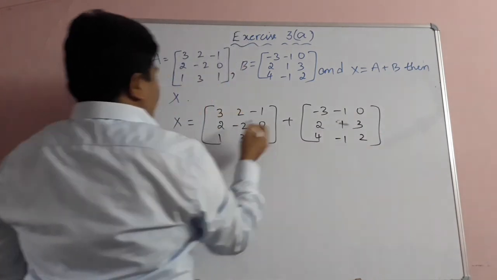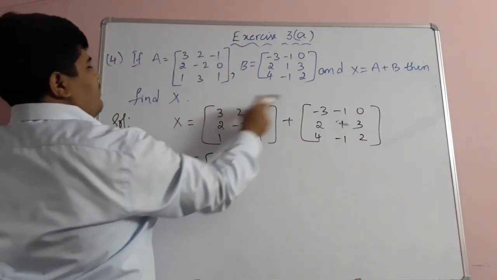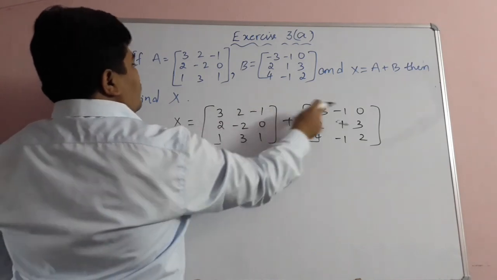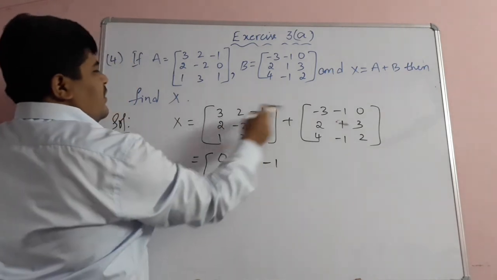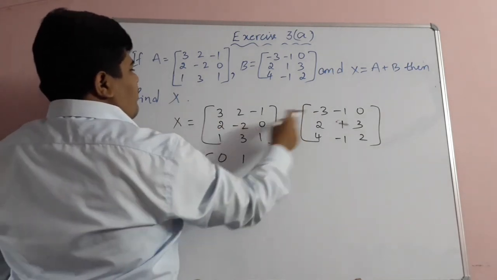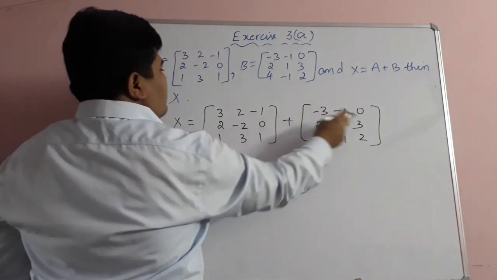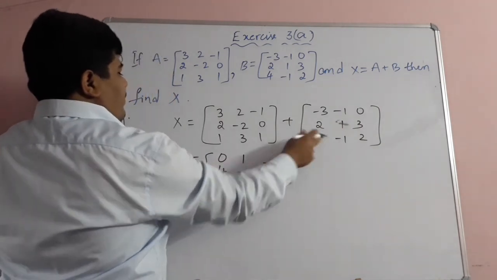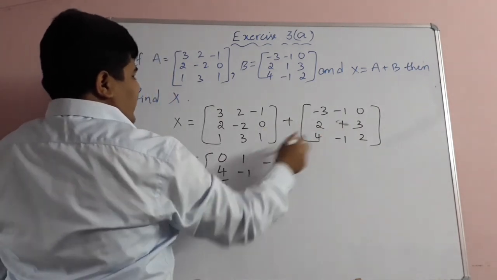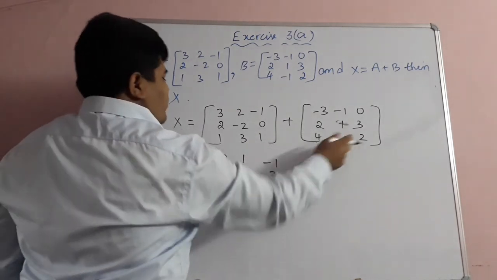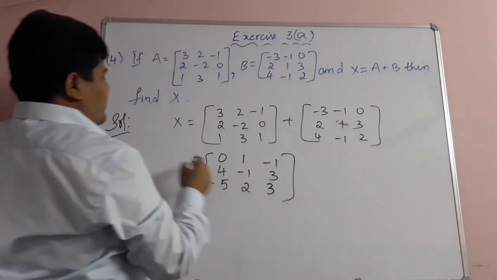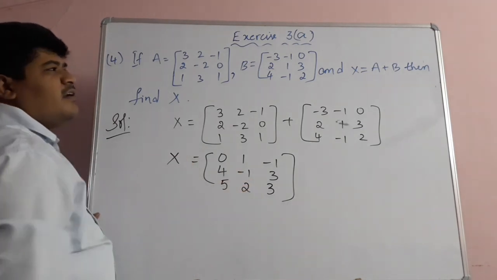So we have to add these corresponding elements, children. 3 plus minus 3 is 0. 2 plus minus 1 is 1. Minus 1 plus 0 is minus 1. 2 plus 2 is 4. Minus 2 plus 1 is minus 1. 0 plus 3 is 3. 1 plus 4 is 5. 3 plus minus 1 is 2. 1 plus 2 is 3. So children, this is the matrix X. So this is the answer.